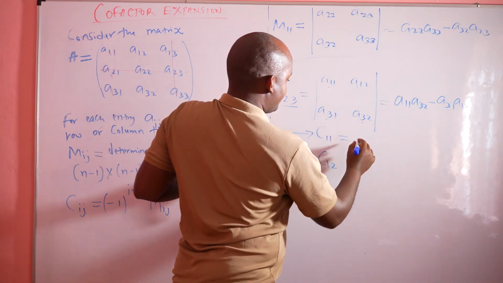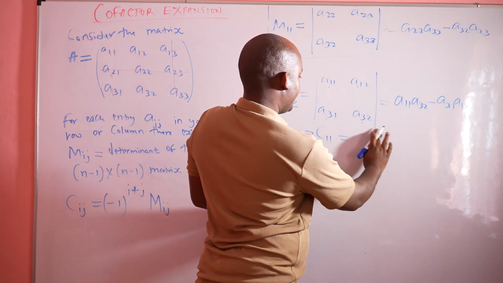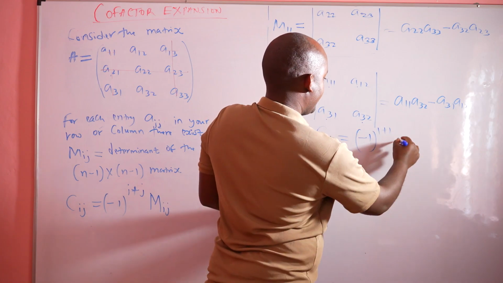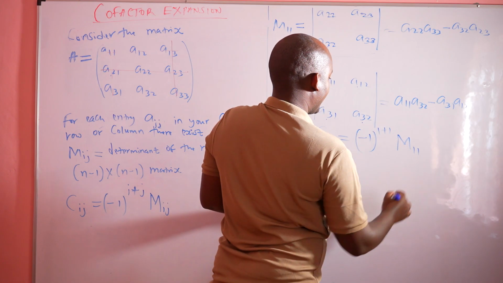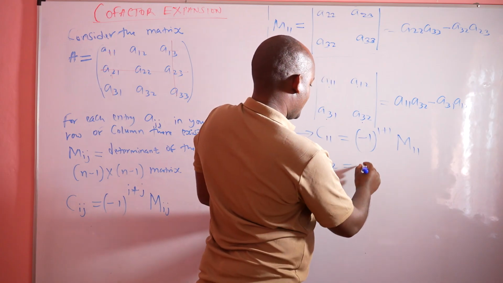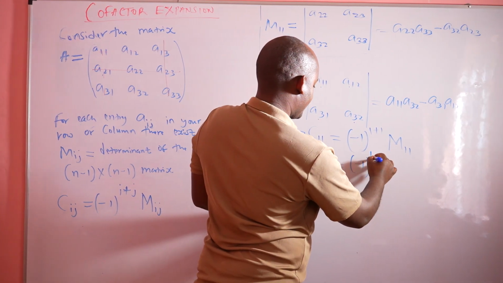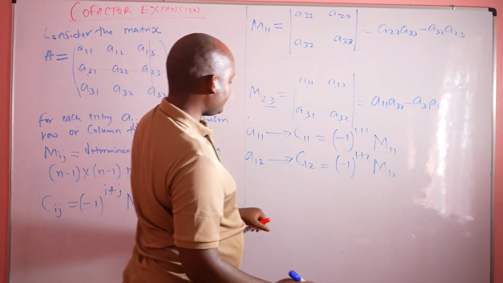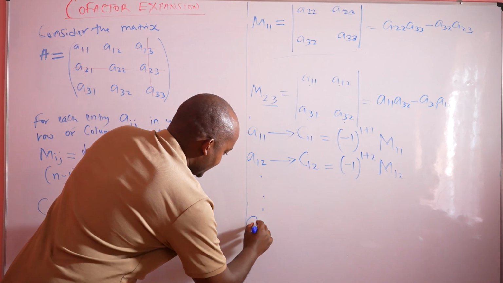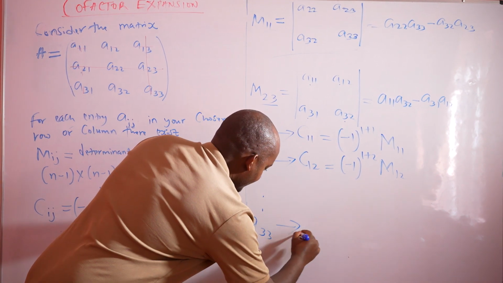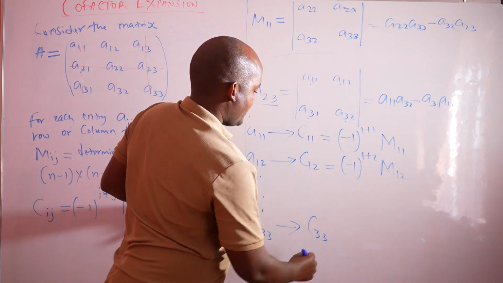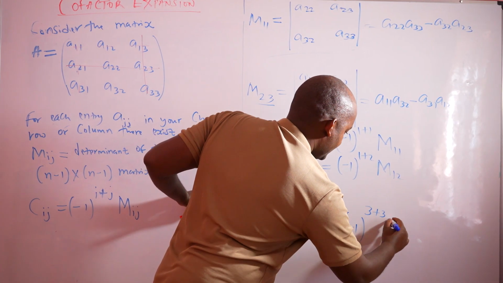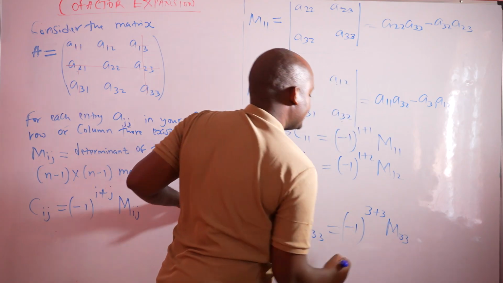And this would be given by, for example, if it is C11, this would be just -1 raised to the power of 1 plus 1, then multiplied by M11. This would be equal to -1 raised to the power of 1 plus 2 multiplied by M12. And this goes all the way to A33, which would give us C33, which would be equal to -1 raised to the power of 3 plus 3 multiplied by M33.